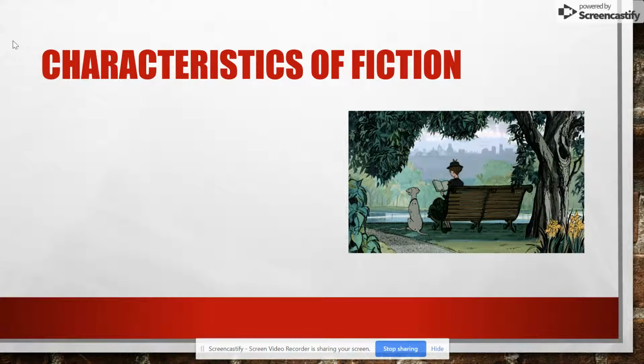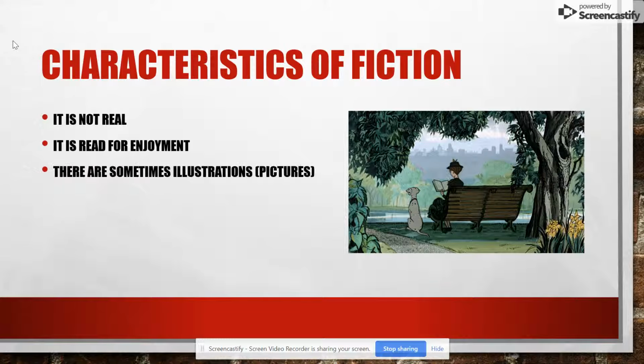There are several characteristics of a fiction book. First, it is not real. It is a completely made up story with made up characters and sometimes even a made up setting. It is read for enjoyment. You read fiction because you're excited to find out what's going to happen next. There are sometimes illustrations in fiction pieces. Mostly those happen in the easier books for little kids, but sometimes even chapter books have illustrations.